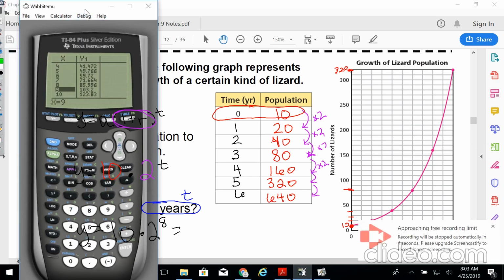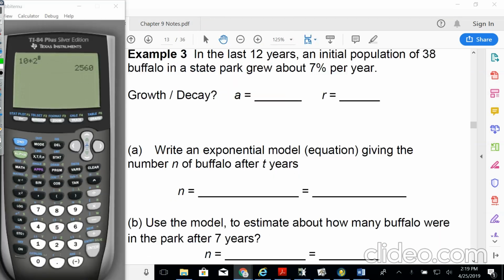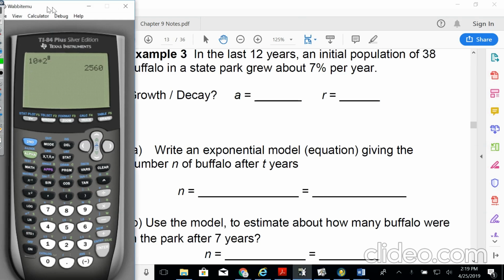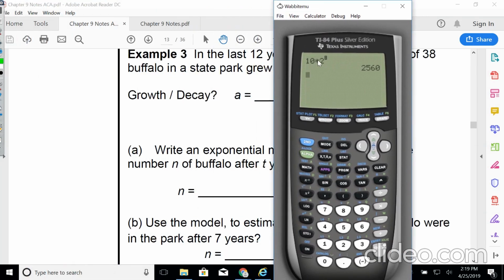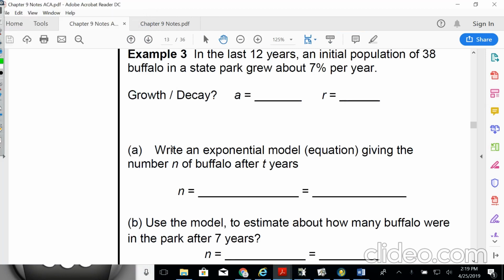So let me pull up my calculator. And again, from previously, in the calculator, 10 times 2 to the 8th was 2,560, which would be the population after 8 years. So now going on to the next page.